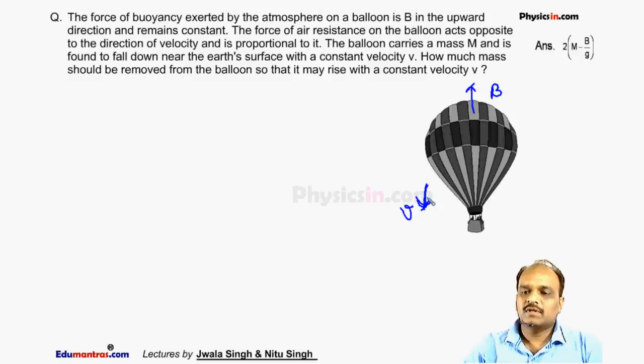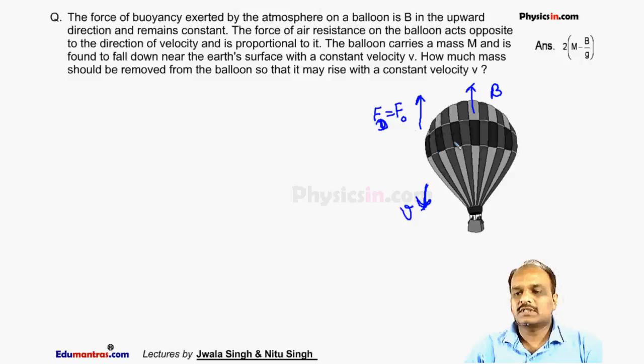Since it is going downward, the drag force will act upward, and we can say this drag force, let it be F naught. This is the drag force, the air resistance force. The question says the drag force always acts opposite to the velocity of this balloon. So the drag force here is acting upward. Now the total weight of the balloon is m into g.